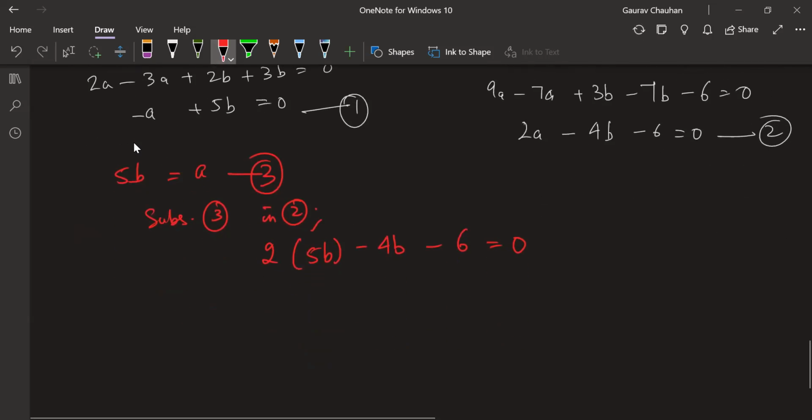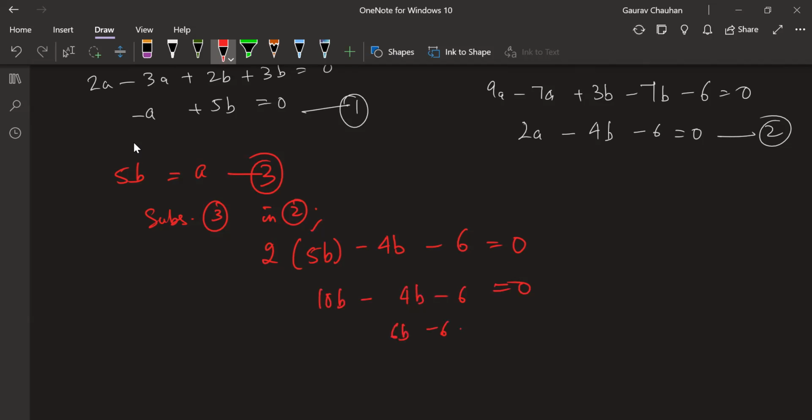Are you following the substitution here, Tulsi? Watch the board. I could have done cross multiplication also. I could have done elimination also. But I'm choosing to do substitution because this is easy to substitute. A is equal to 5b. I get 10b minus 4b minus 6 is equal to 0.